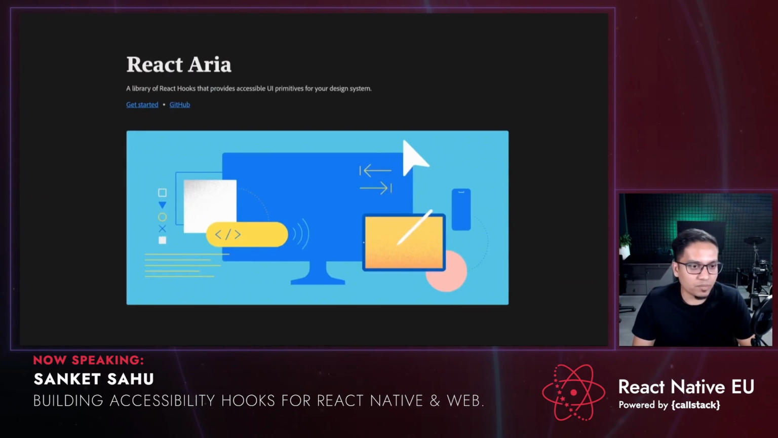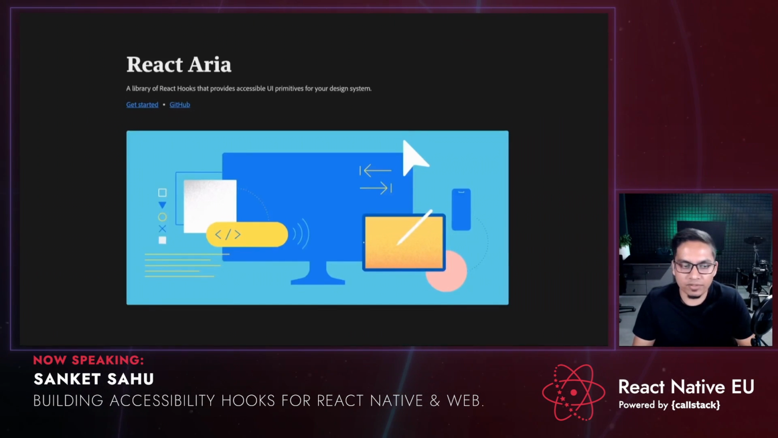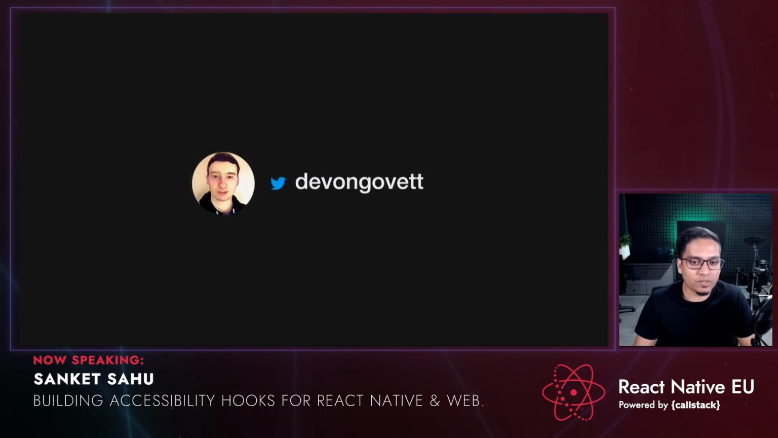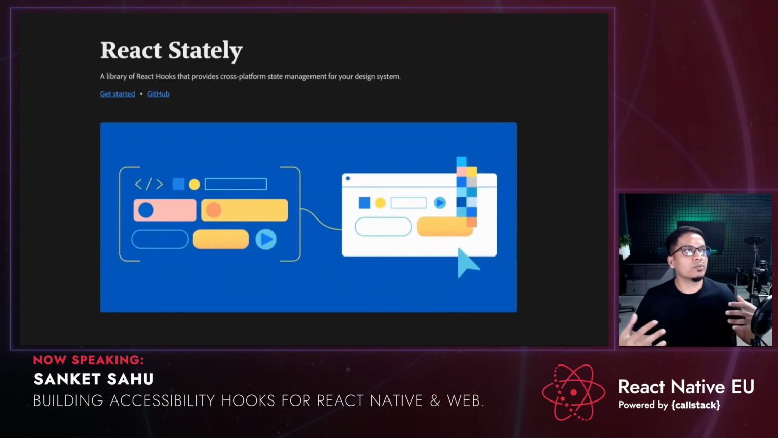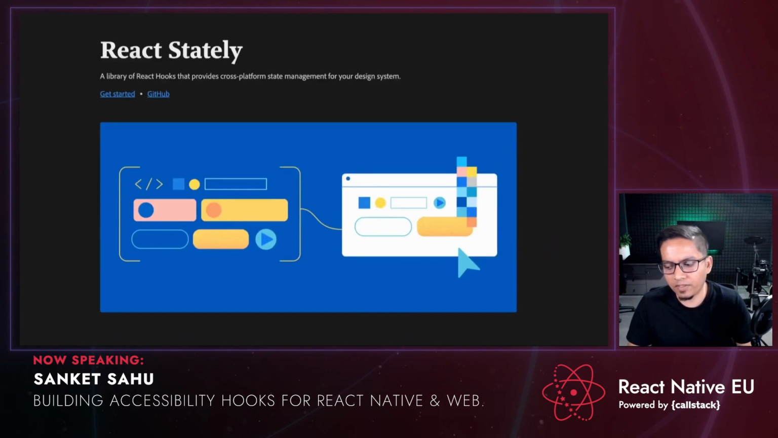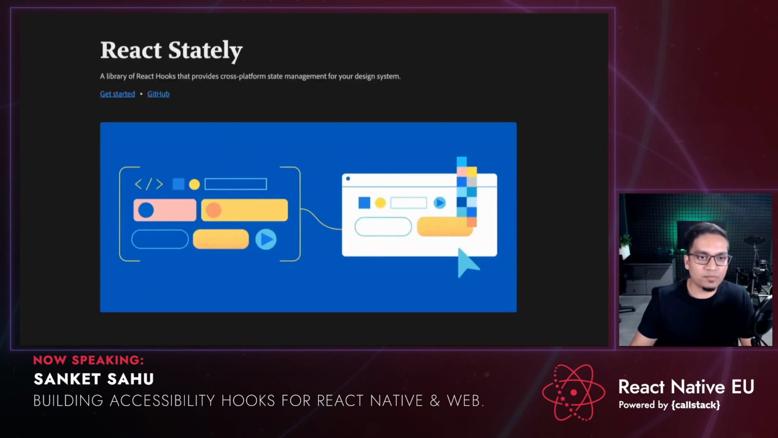This is a brilliant project by the Adobe team. React Aria provides a set of React hooks that anybody can use to build accessible UI primitives for their design system or for just their component library. Huge shout out to Devon, who is heading this project at Adobe. And they also have another project in the same set of projects. The parent group of projects is called React Spectrum, which has React Aria and React Stately. React Stately is the state management piece of building these UI primitives.